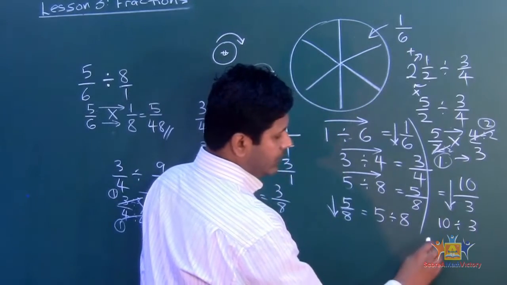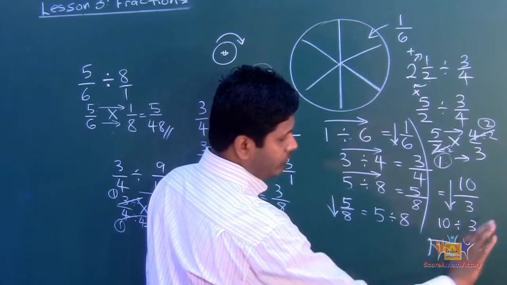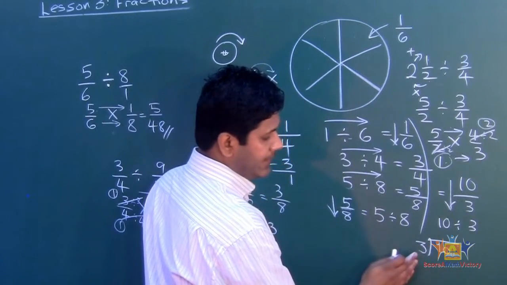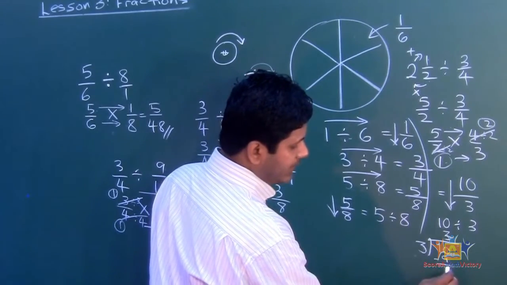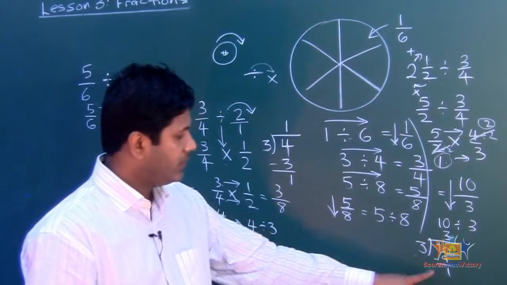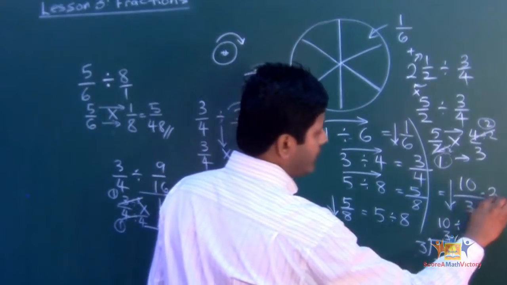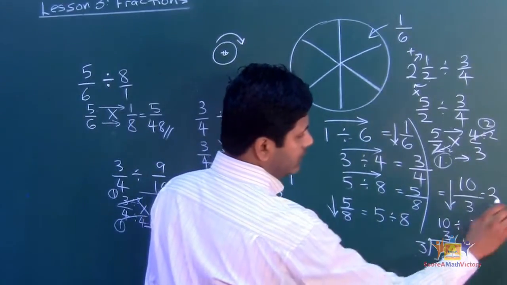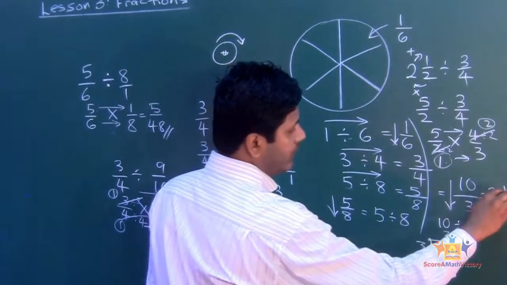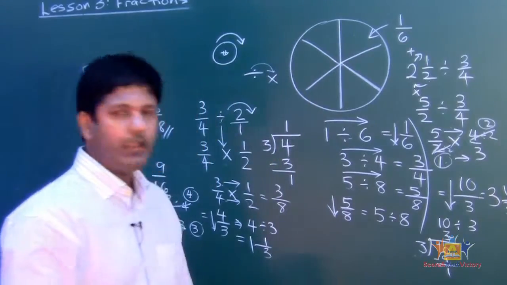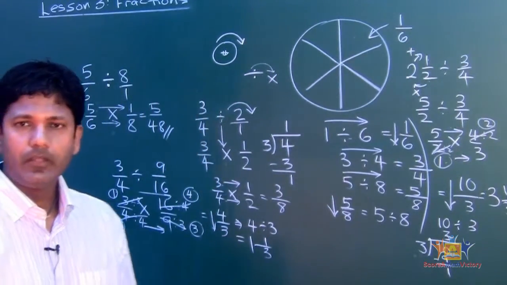So I use the cage approach. 10 is kind of inside, I put inside. 3 is kind of out, I put outside. In 10, there's how many 3s? 3. 3 times 3 is 9. 10 minus 9 is 1. That's the remainder. So the whole number is 3, and 3 is the denominator right there. And 1 is the remainder. So that makes it 3 1/3. Okay, good.